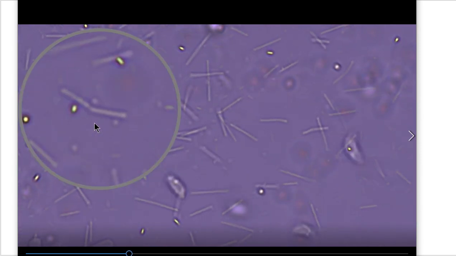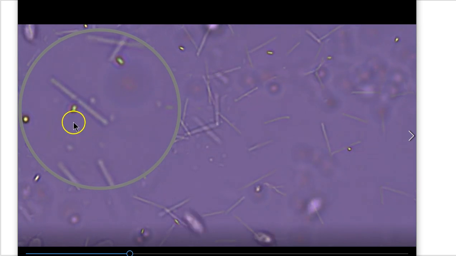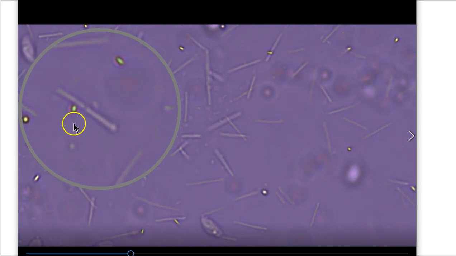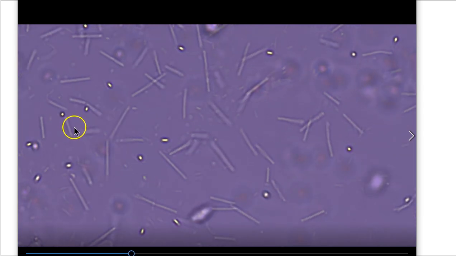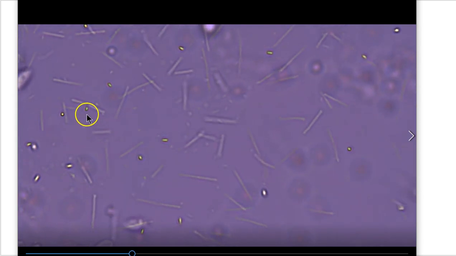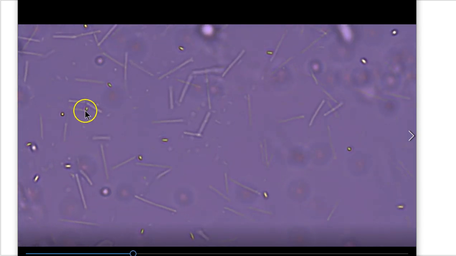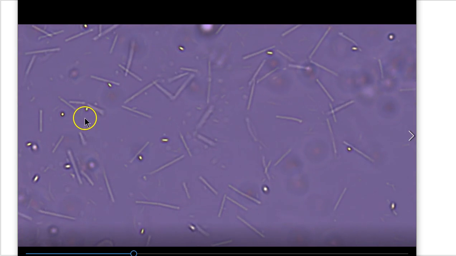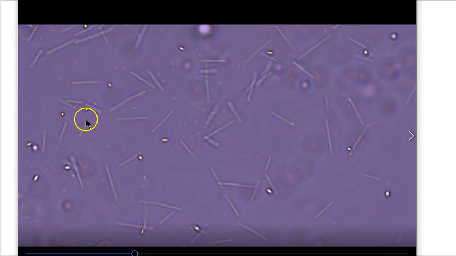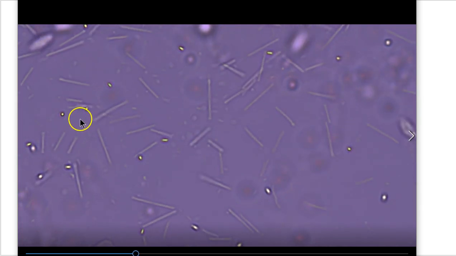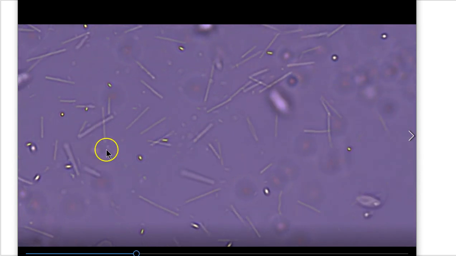Of course, dividing is their form of reproduction, and this is one of the basic characteristics of living things. So here we see the bacterium is about to separate into two offspring. So the parent bacterium has reproduced to make two offspring.